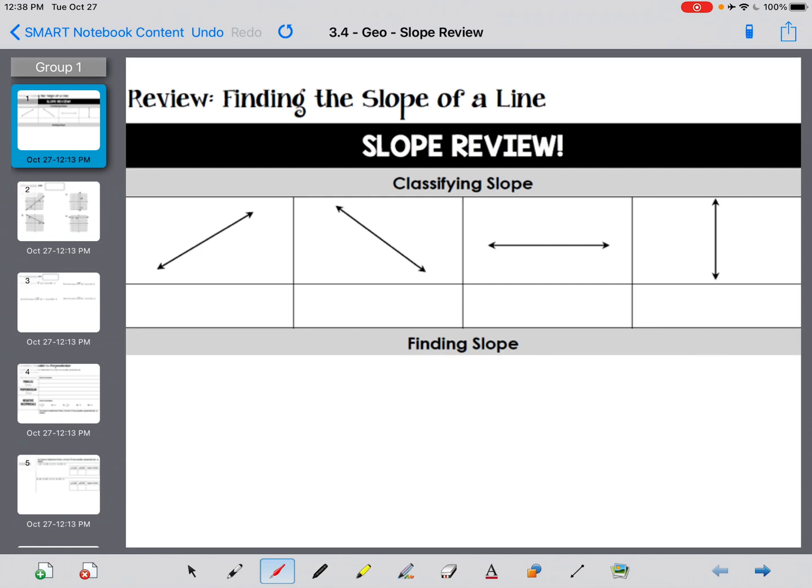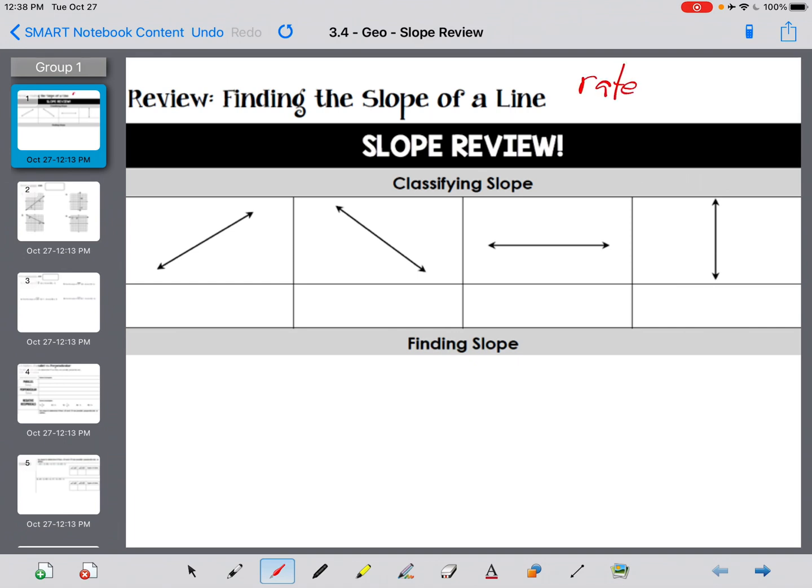All right, Chapter 3, Unit 3, Section 4. First, we're going to start with a slope review, and then we'll get into parallel and perpendicular based on slope. So let's refresh what we know about slope. Okay, finding the slope of a line.